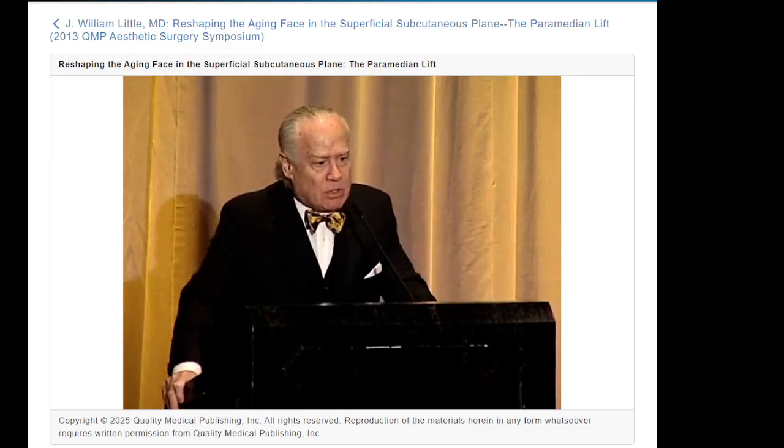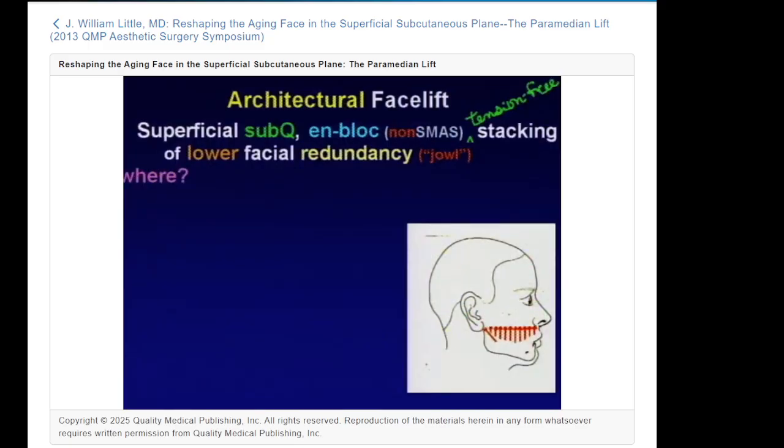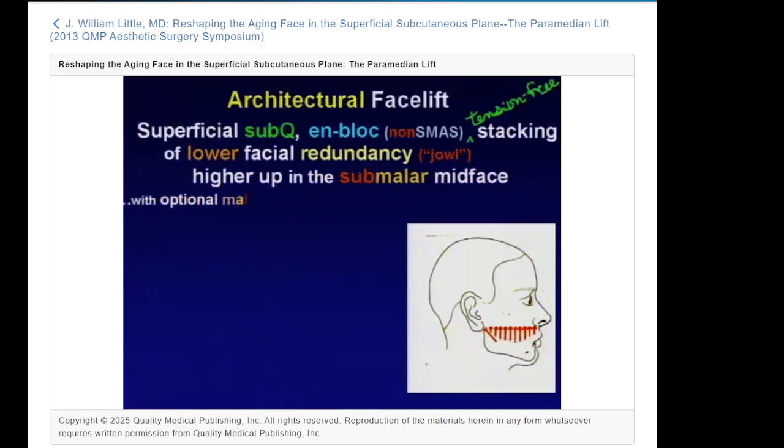So an architectural facelift is a superficial subcutaneous en bloc, not a SMAS, stacking, tension-free, by the way. Well, of what? Of lower facial redundancy, what we think of as the jowl, and where? Higher up in the submalar midface, not the malar, but the submalar. It won't reach to the malar. With the option of adding more fat in 25% or reducing a little fat in 2%.